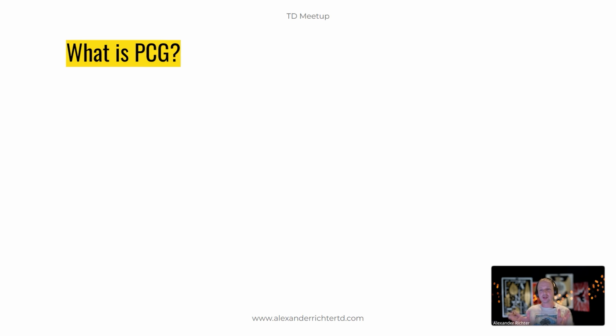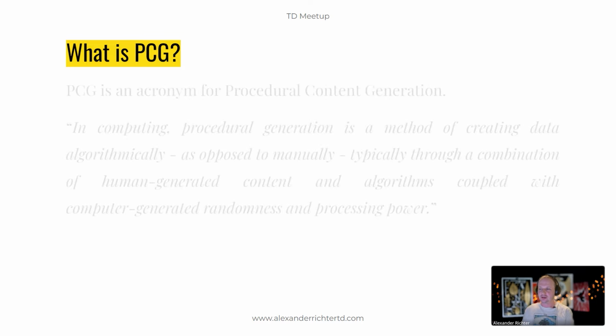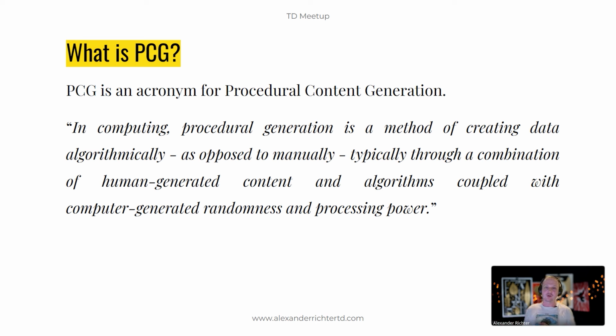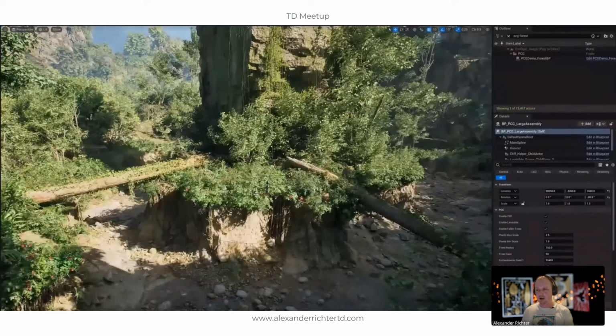The first question that we need to ask ourselves in this event is basically, what is PCG? The simple answer is, PCG is an acronym for Procedural Content Generation. And we always want to define what that exactly means. In computing, procedural content generation is a method of creating data algorithmically as opposed to manually, typically through a combination of human-generated content and algorithms coupled with computer-generated randomness and processing power.